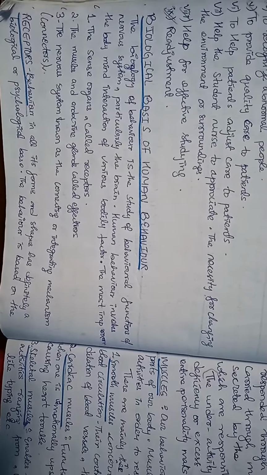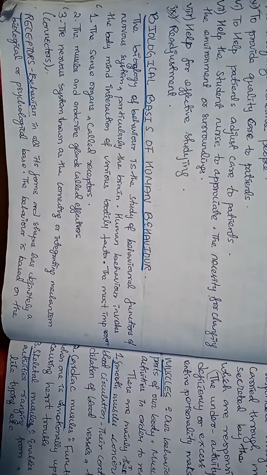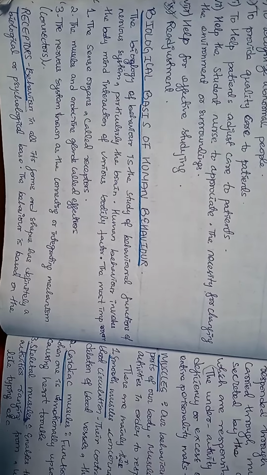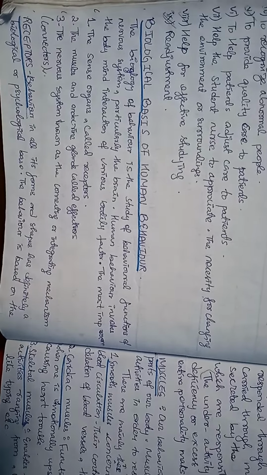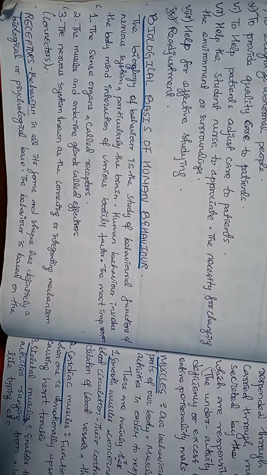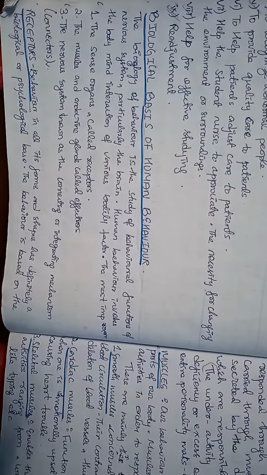The biology of human behavior is the study of the behavioral functions of the nervous system, particularly the brain. Human behavior involves the body-mind interaction of various bodily factors. The most important are the sense organs called receptors, the muscles and endocrine glands called effectors, and the nervous system, known as the connecting or integrating mechanism, called connectors.